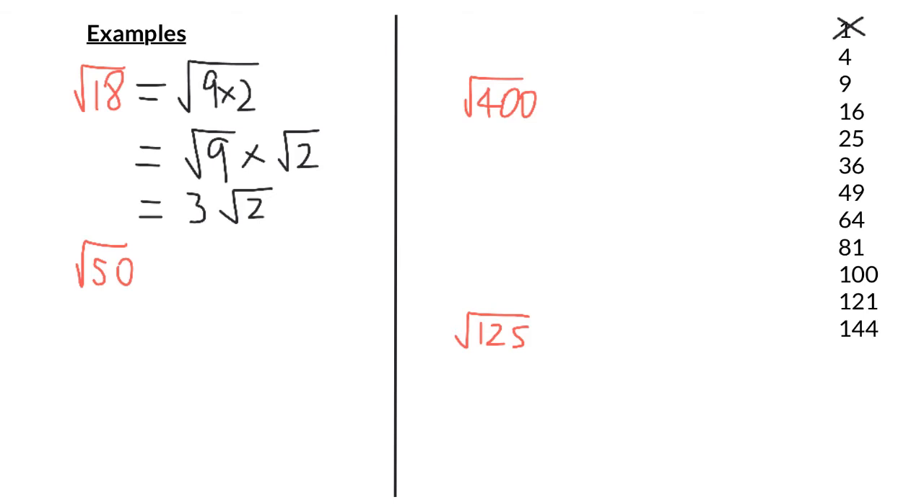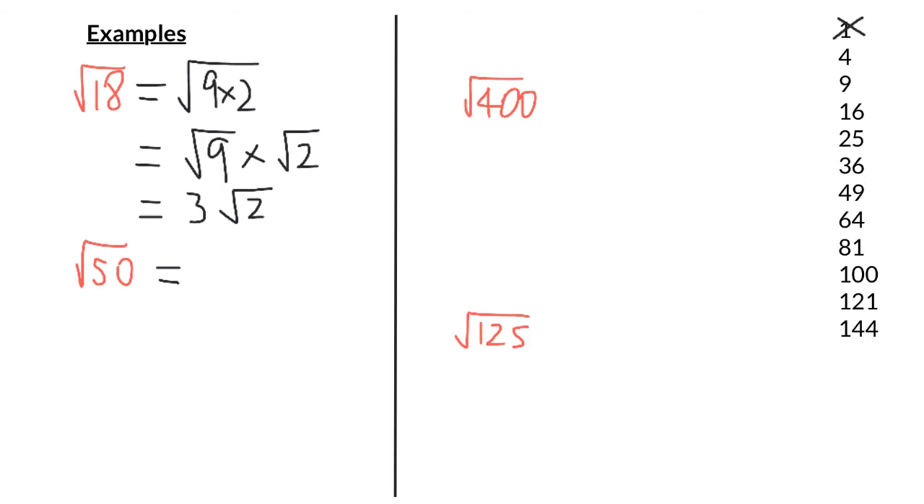Let's have a look at the square root of 50 as well. Now, if I think about my factors of 50, I've got 5 and 10. Neither of those are square numbers. That's not really going to help me. Let's have a look down my list here. Okay, I can't use 4, 4 is not a factor. Neither's 9, neither's 16, but I can use 25.